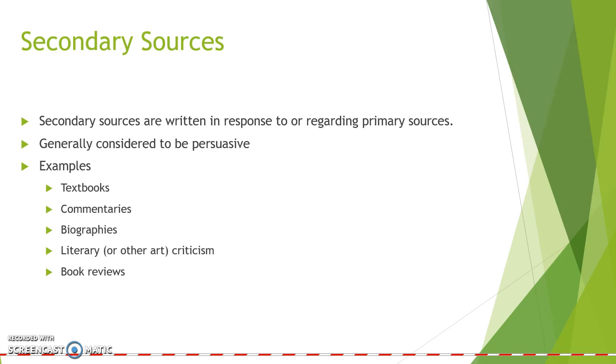So secondary sources are always written regarding primary sources. They are generally considered to be persuasive because usually the writer is trying to make a point about the primary source. So textbooks, commentaries, biographies, literary or other art criticism, and book reviews.